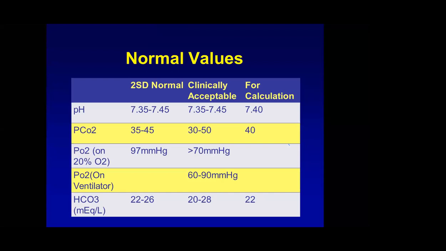And what is the carbon dioxide level? That is the PaCO2, the partial pressure of carbon dioxide. That is between 35 and 45 millimeters of mercury. And the oxygen level is about 97 millimeters of mercury on room air, that is 21% oxygen. And when the patient is on a ventilator, you would see at least 60 to 90 millimeters of mercury. And the bicarbonate, which is normally present, is between 22 and 26. That is what is normal.